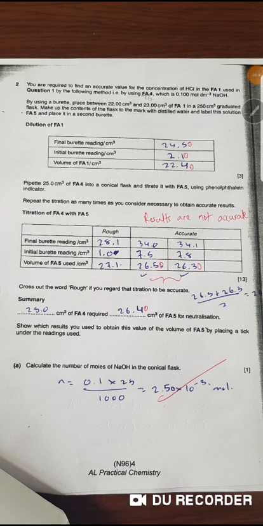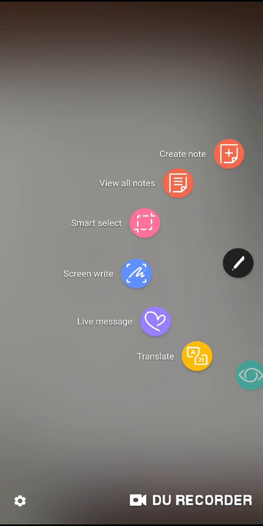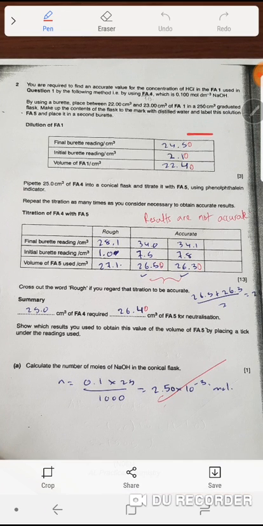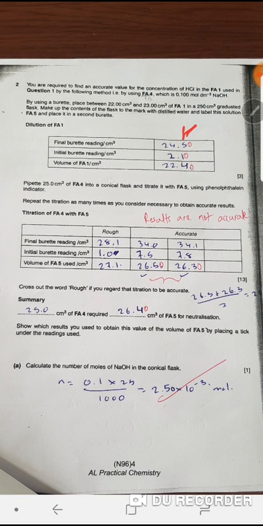Yes, question number 2. There was no big issue about question number 2, apart from most of you still not writing 2 decimal places for the burette. So please, the burette reading should be to 2 decimal places and should be to the nearest 0.05. It has to be so. Otherwise, you will lose marks.